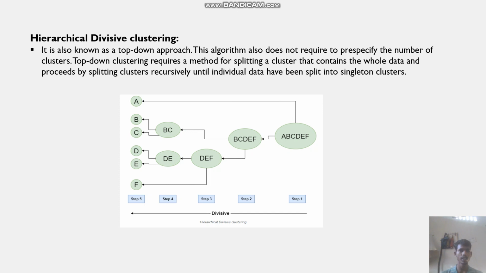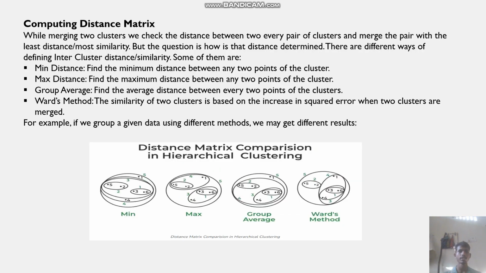Hierarchical divisive clustering is also known as a top-down approach. This algorithm also does not require us to pre-specify the number of clusters. Top-down clustering requires a method for splitting a cluster that contains the whole data and proceeds by splitting clusters recursively until individual data have been split into singleton clusters.